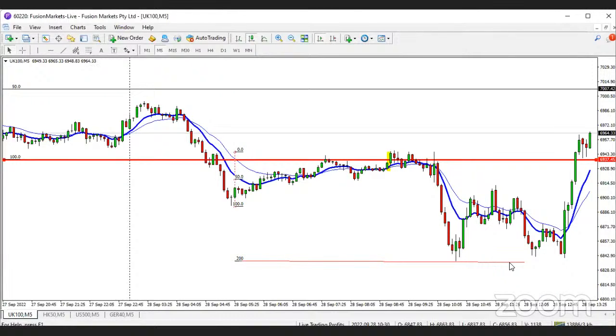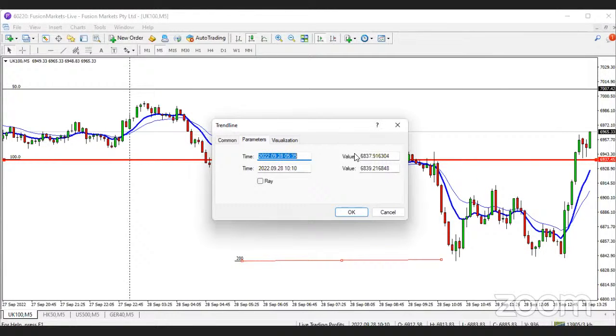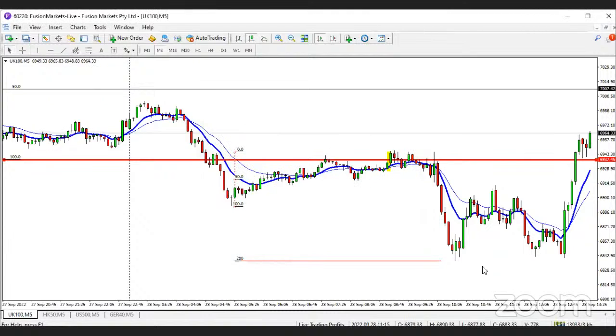So this is a measured move. Let's just clear that so we don't have any. Okay, so that's to the measured move. There is a pattern, double bottom. Okay, so we're always looking for that pattern.